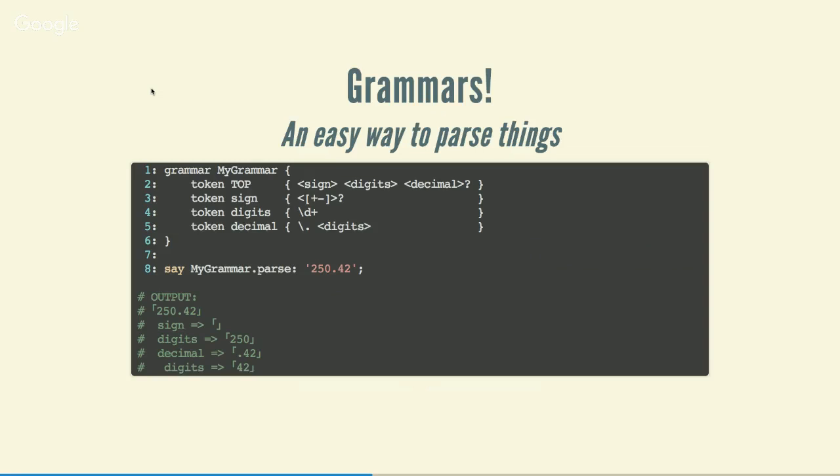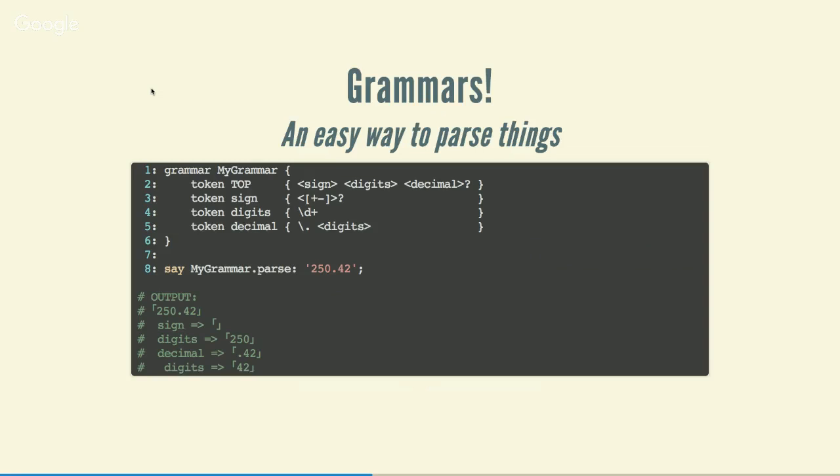The syntax is a bit different from Perl 5, but it's just a regex. And you define a bunch of tokens, so you can use tokens inside of other tokens. Basically, you create a tree of how your things should parse, and you get it out from the match object after you parse.